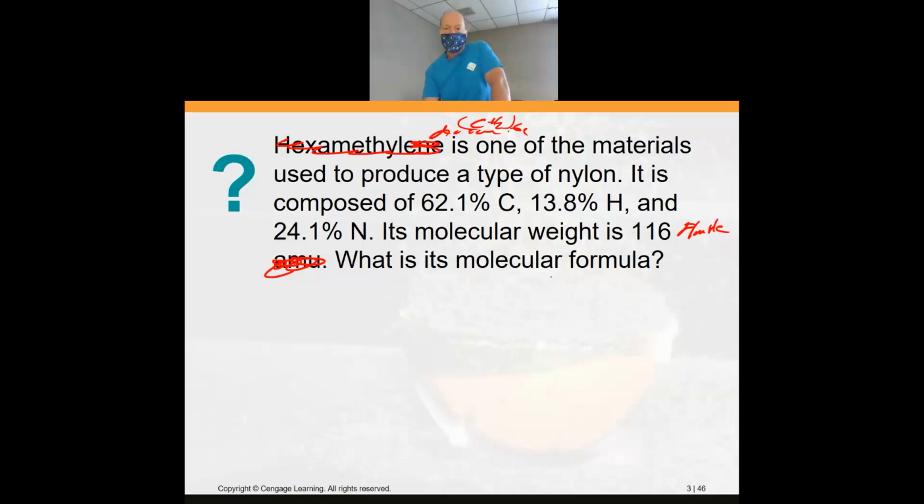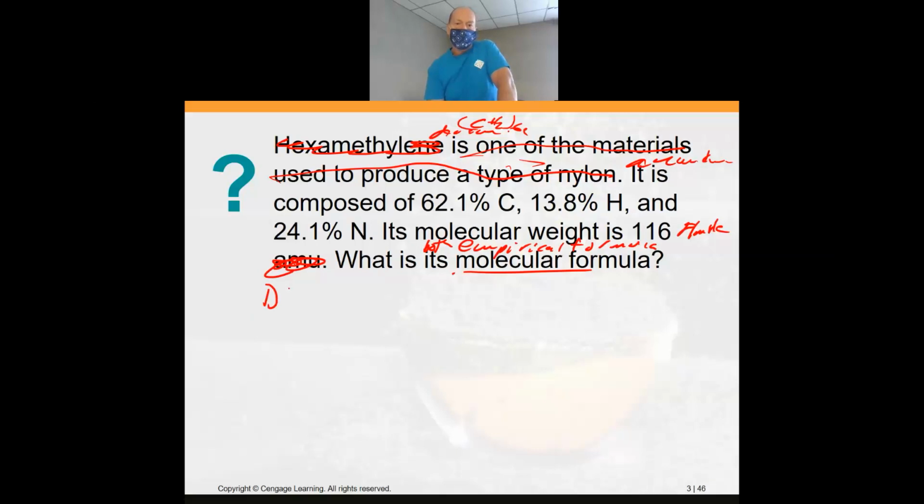It is composed of 62.1% carbon, and again, all of this information is not needed. I would say an unknown. It's composed of 62.1% carbon, 13.8% hydrogen, and 24.1% nitrogen. The molar mass of this compound is 116. Calculate its molecular formula. On the test, it's going to say calculate both its empirical formula and the molecular formula. All right, so we're going to do exactly the same thing we did before.